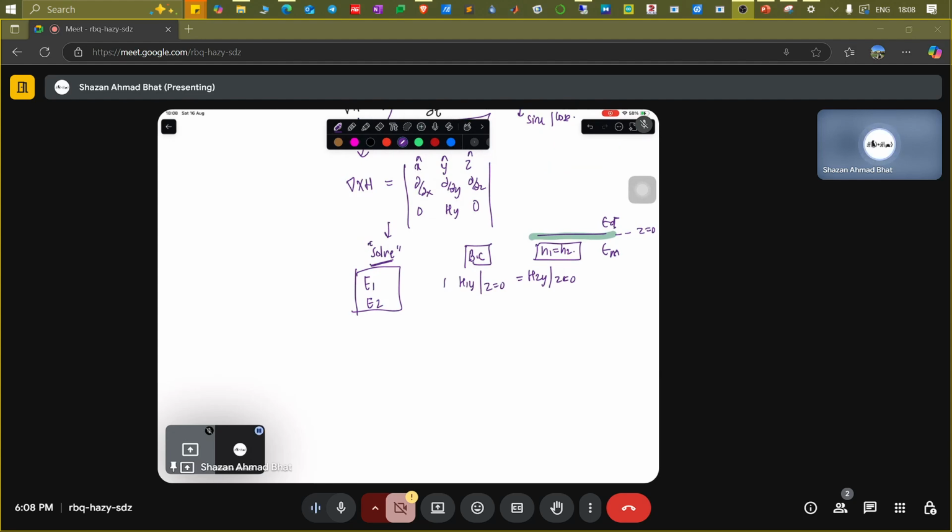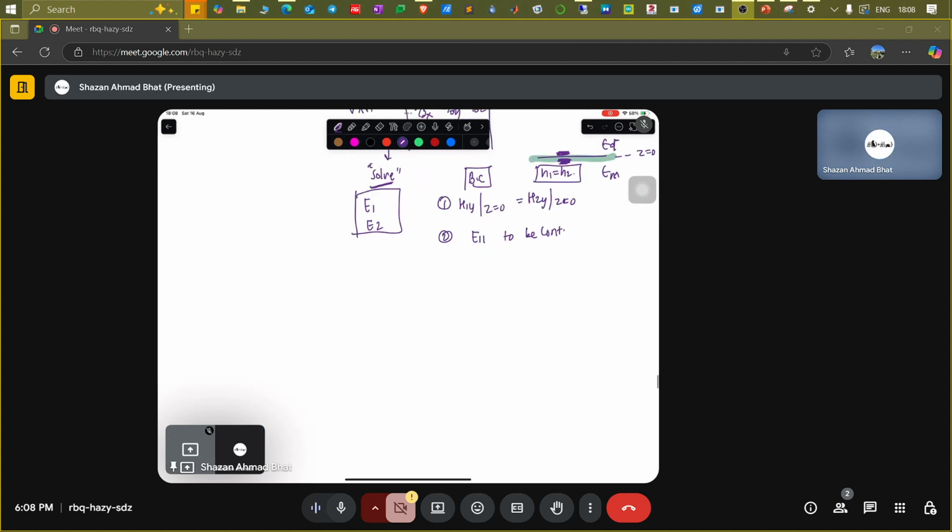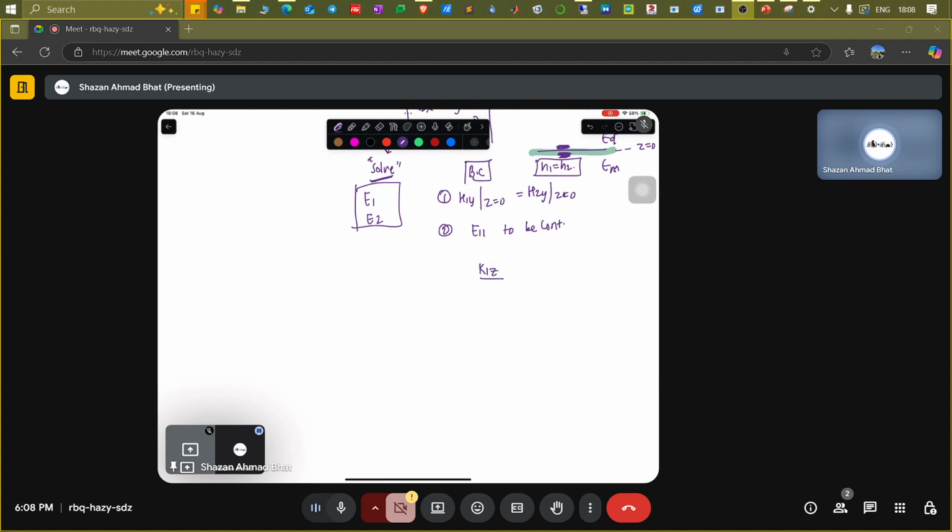The second boundary condition is that E parallel is to be continuous. That means the parallel component at this end is equivalent to the parallel component at the other end. When you use this, you get k1z divided by k2z is equivalent to minus epsilon d divided by epsilon m. This is also one of the questions you have in your assignments. You get this condition.